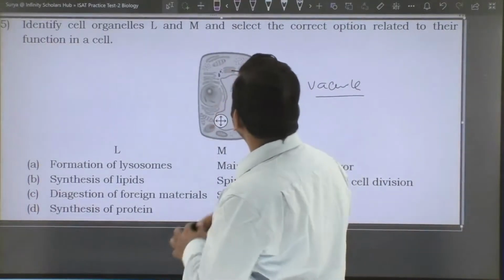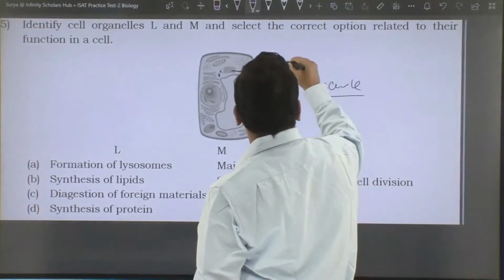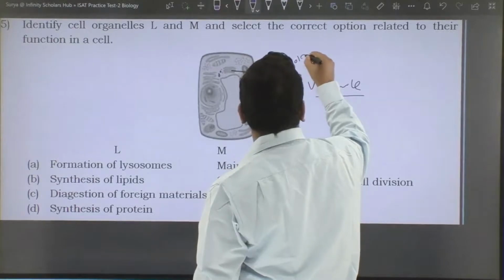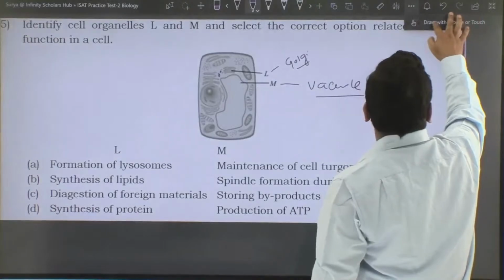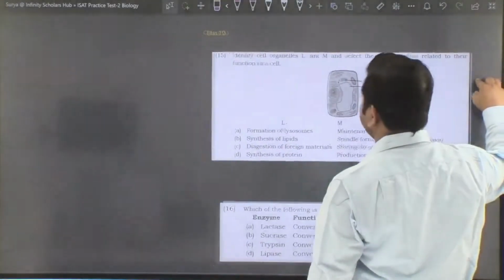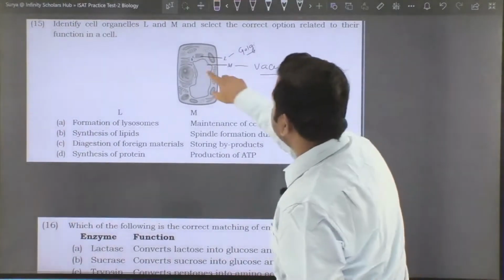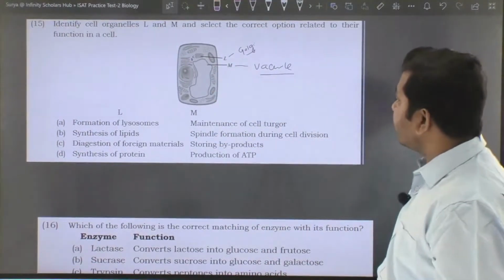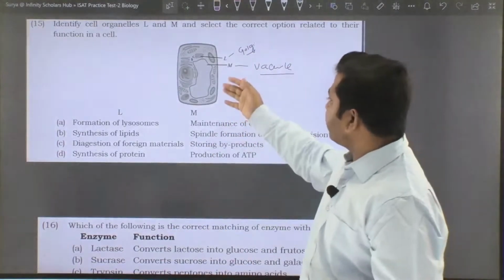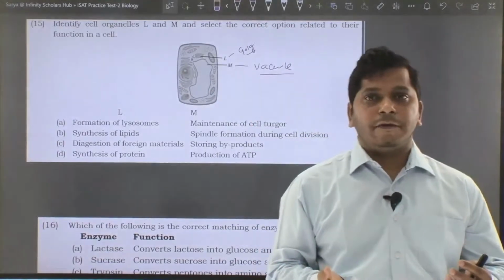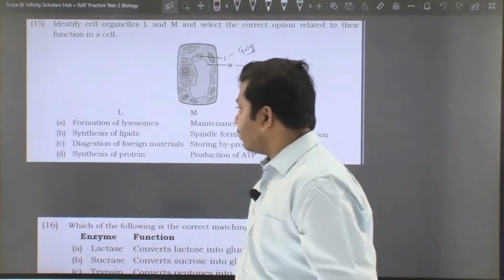So this is what are Golgi bodies. This is definitely Golgi, because the products of the endoplasmic reticulum, which are the vesicles from the endoplasmic reticulum, go and fuse with the Golgi complex, and that is what is being highlighted here. So as we know the function of the Golgi complex and the function of vacuoles, let us look at the options given here.